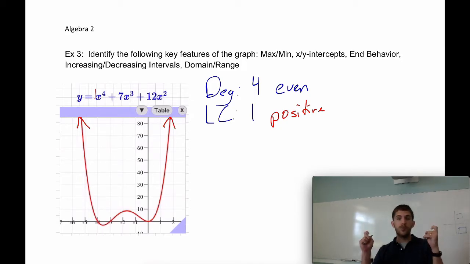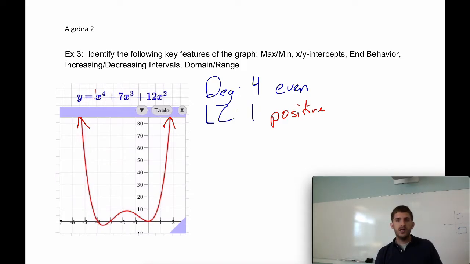Remember, when both arrows point in the same direction, the left and right side, sorry, this is your left, this is your right. So on the left and right side, if they both point up or they both point down, it's got to be an even degree. Since they're both pointing up, it's got to be positive.